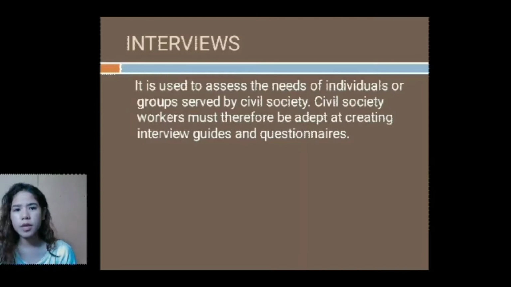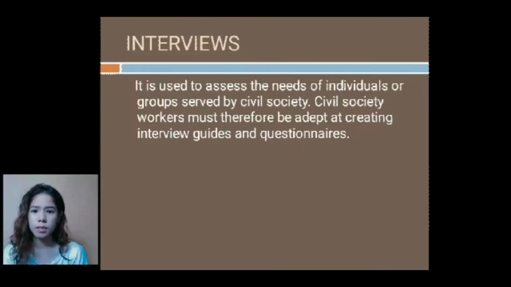So, ginagawa nila yung pag-i-interview para mas malaman nila kung ano yung kailangan nilang gawin para matulungan nila ang mga members ng society. So, kailangan, kung kasali ka sa mga civil society workers, kailangan magaling ka sa paggawa ng mga questionnaires. Kasi marami kang i-interviewin, marami kang makakasalamuhan ng mga tao na iba't ibang tao, ganon. So, dapat maalam ka sa mga ganyan.